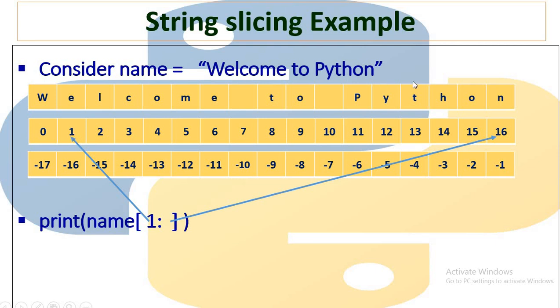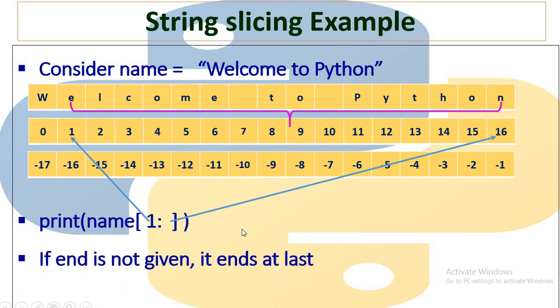So it will print 1 to 16. So this much part it will print. So if end is not given, it will end at the last character of the string. So the output, by excluding W, everything else gets printed.